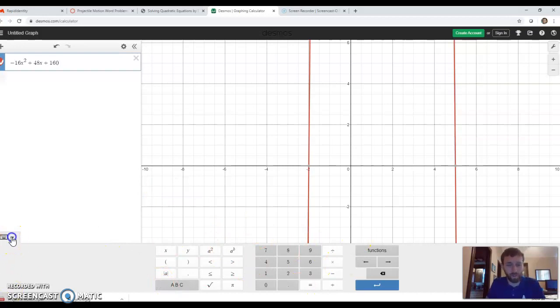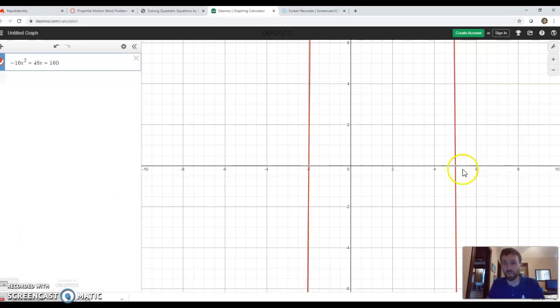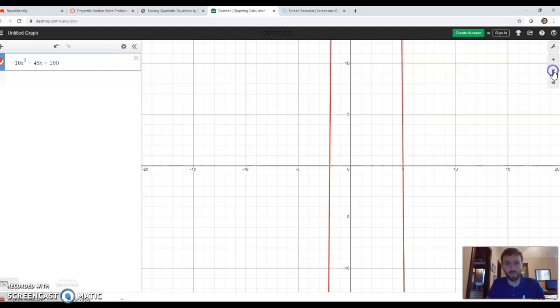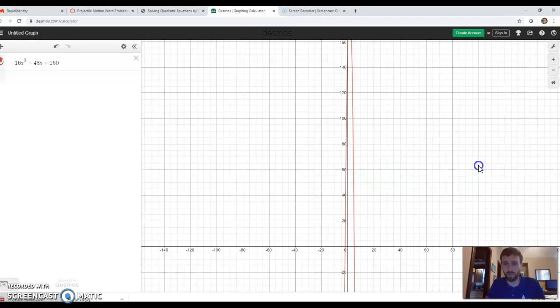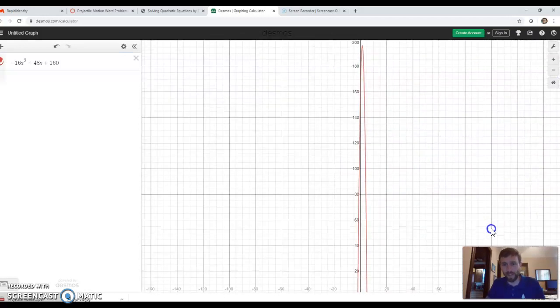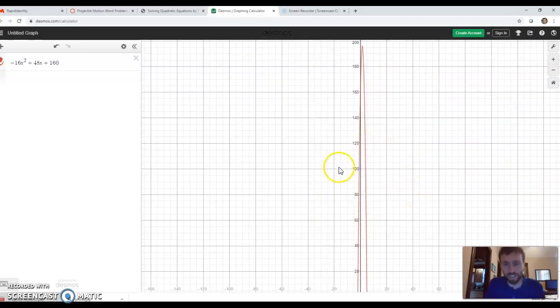Notice though that we can't see the y-intercept. We can't really see the function, so we've got to zoom out. So I'm going to zoom out, zoom out, zoom out. I'm going to scroll down. All right, so now we can see the parabola. Notice how it's really tall and skinny though.